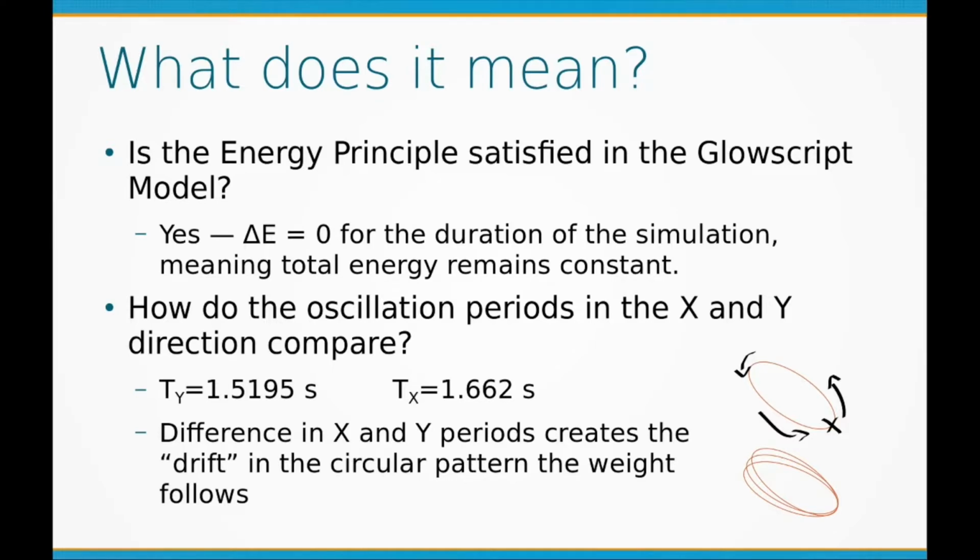And then how do the oscillation periods in the x and y direction compare? The period in the x direction is a little bit longer than the period in the y direction. So if you noticed in the model video how the weight, as it followed its path, sort of changed shape, that's because it's taking longer to complete an oscillation in the x direction, or to swing back in the x direction, than it is to complete an oscillation in the y direction.